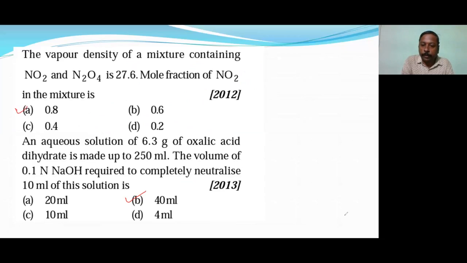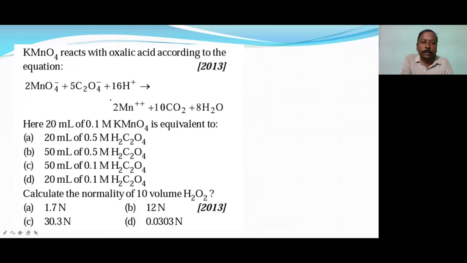Don't get worried if it is difficult; I will try to explain it all so that you should not have any problem. Now KMnO4 reacts with oxalic acid according to this reaction. 20 ml of 0.1 molarity is given. You have to convert it into normality for equivalents, but with the previous explanation, I think you will be able to do that.